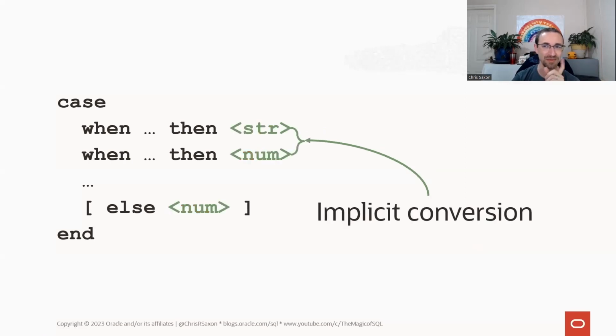Another small thing, but again, a more subtle thing to be aware of. I said that case in SQL does not do implicit conversion. Case in PL SQL does, okay? So it's a small thing and in theory shouldn't matter, but if you find yourself copy pasting case expressions between SQL and PL SQL, you might run into this and end up with errors or unexpected results. So PL SQL will implicitly convert the return values, SQL will not.